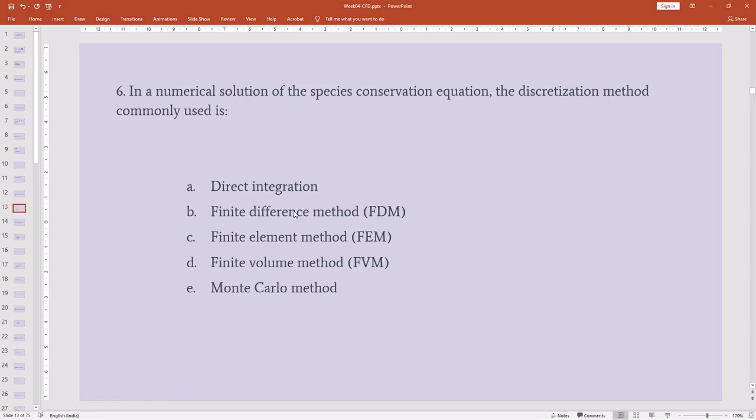Next question. In a numerical simulation of the species conservation equation, the discretization method commonly used is: option A, direct integration; option B, finite difference method; option C, finite element method; option D, finite volume method; option E, Monte Carlo method. It's a simple question, you can easily answer. Please inbox your answers.